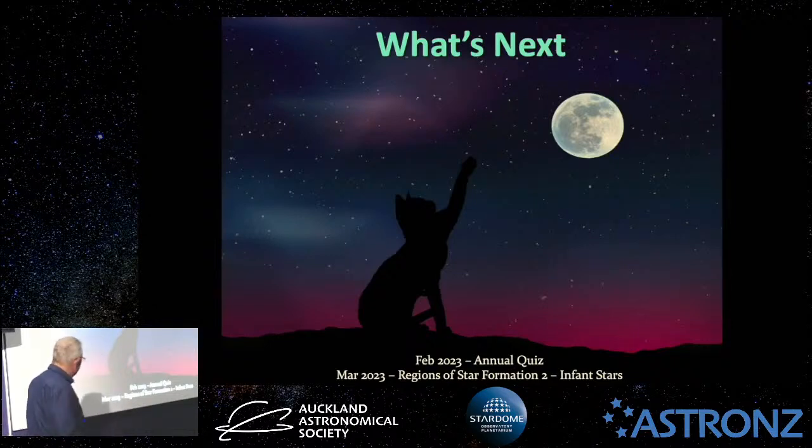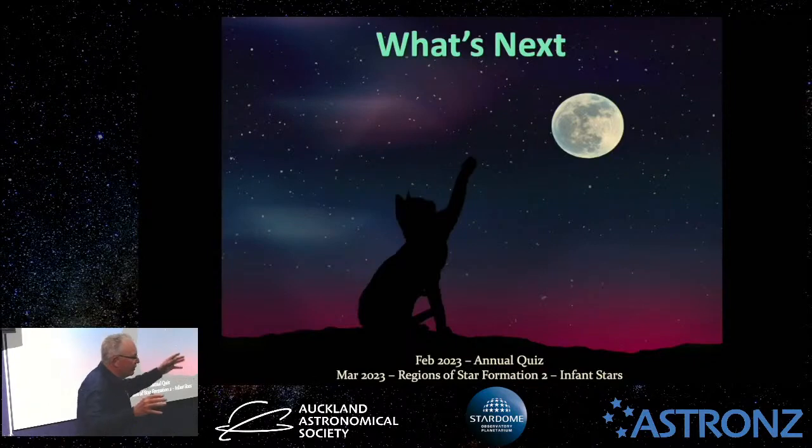And then in March, we'll do regions of star formation too. We're going to talk about the infant stars. What's the difference between a protostar and a pre-main sequence star? What's going on inside these stars, convection-wise? What's a T Tauri star? What's a Herbig object? Herbig-Haro object?